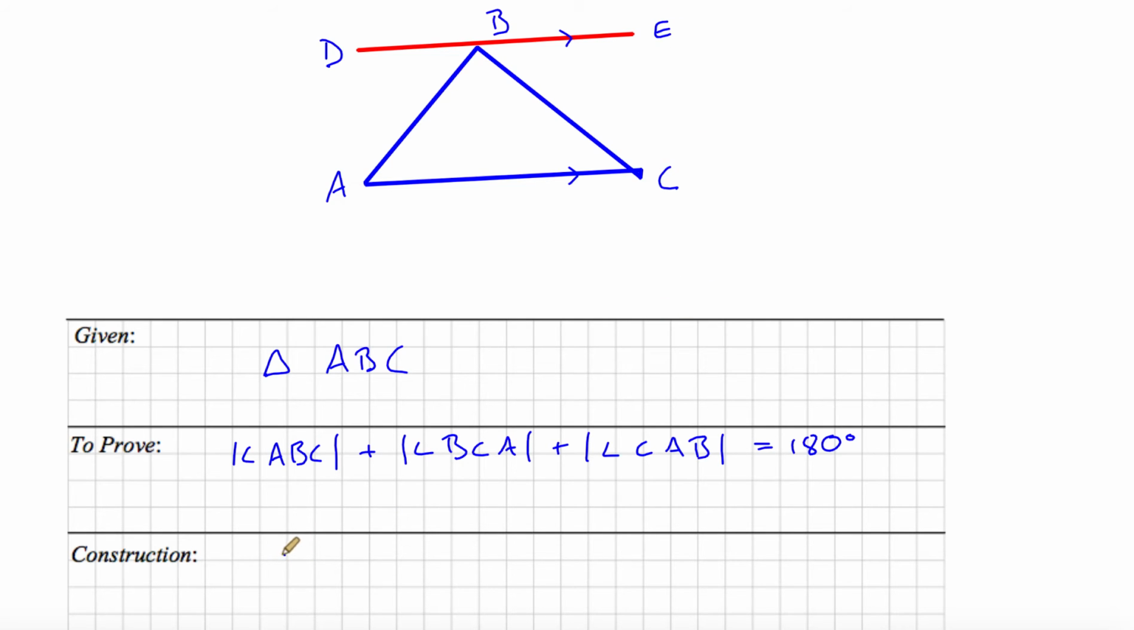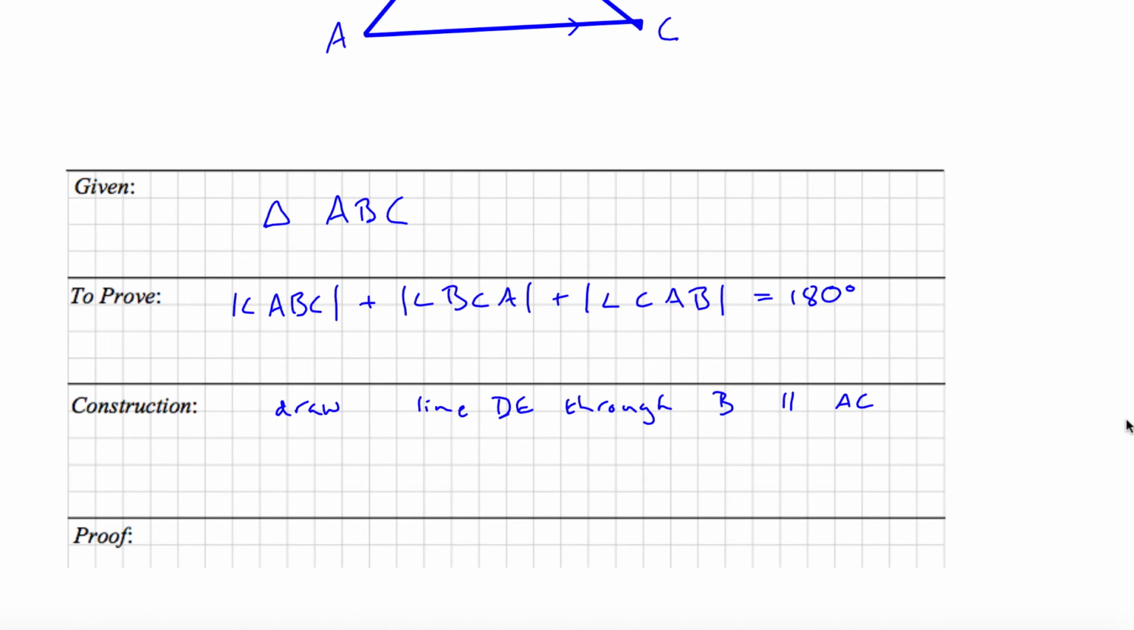So the construction is draw a line DE through B, not perpendicular to, rather, parallel to, that's the parallel sign, parallel to the line AC. So parallel to AC. Okay, and now we have to prove that.